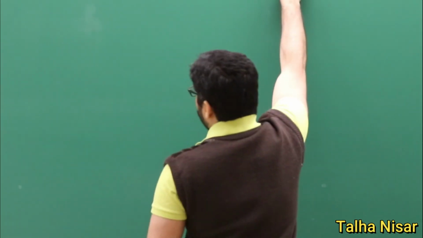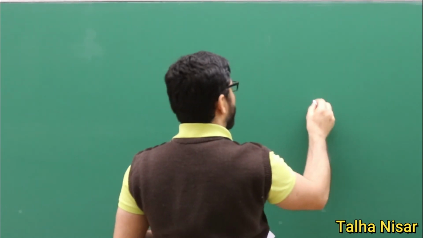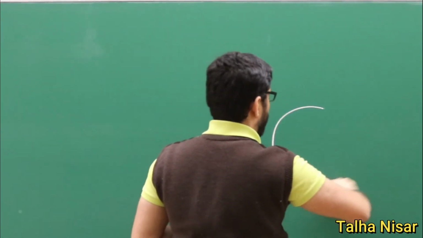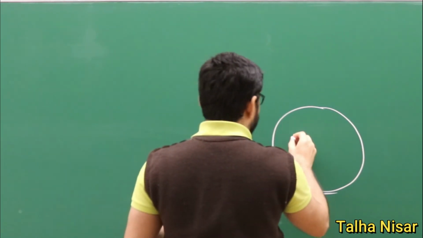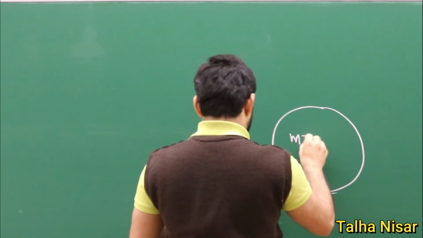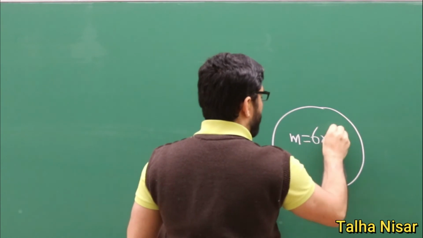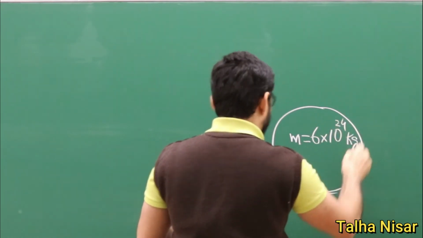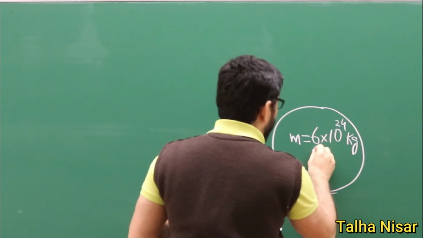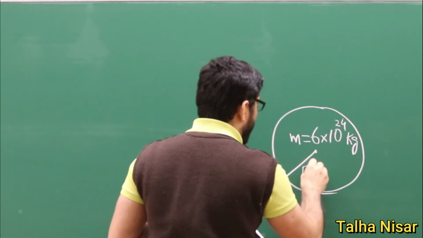And now we discuss an interesting example in which we will use the concept of Newton's third law of motion. That example is the Earth. So this is the Earth. The mass of the Earth is 6 into 10 raised to the power 24 kilograms. And we have the radius of the Earth.